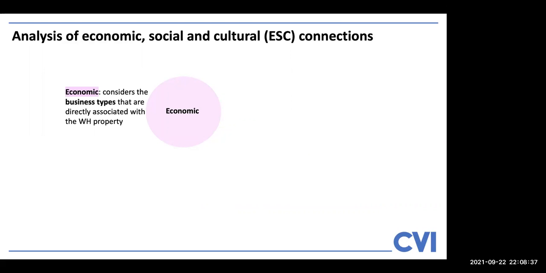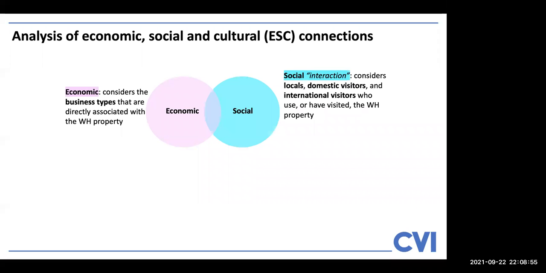Our analysis for community vulnerability is built around assessments of economic, social, and cultural connections. The first of these, economic, considers business types that are directly associated with the World Heritage property. The second element is the social component, which looks at interactions with the property. We're going to consider the local population, other domestic visitors, and international visitors.